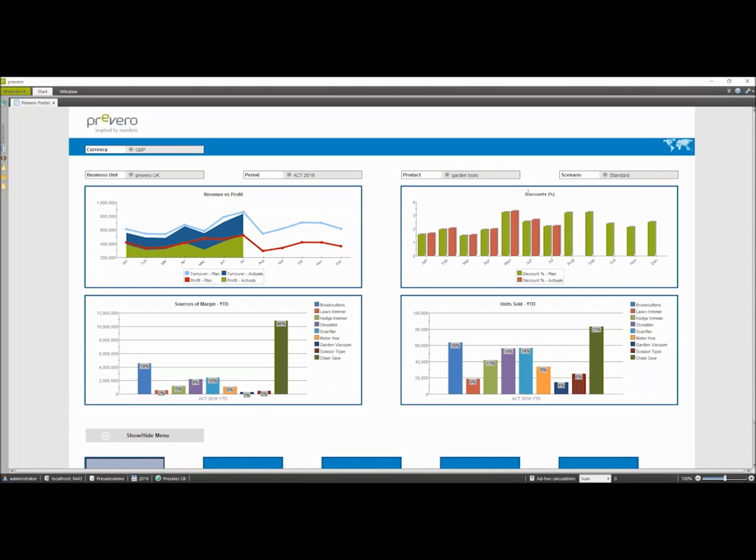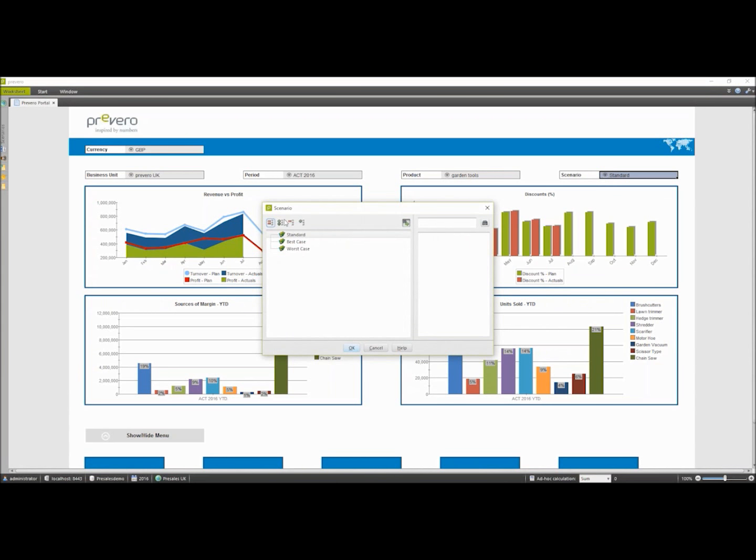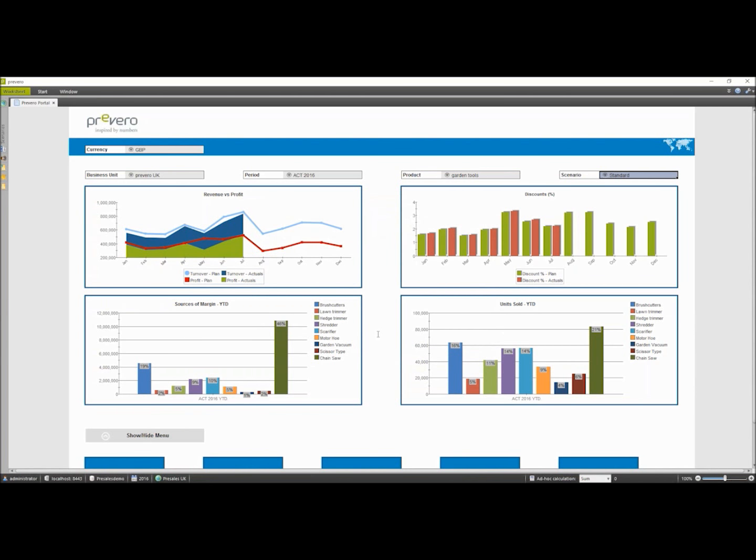As you can see in this example here, we're looking at our revenue versus profit. We've got our sources of margin and so on. So these are the key KPIs that we're using to manage our business. And with these dashboards, they're very much interactive. So what I can do is change the currency, so fully multi-currency in that respect. I can change the organization unit I'm looking at, the period, the product. But also I've got the ability to view various different scenarios.